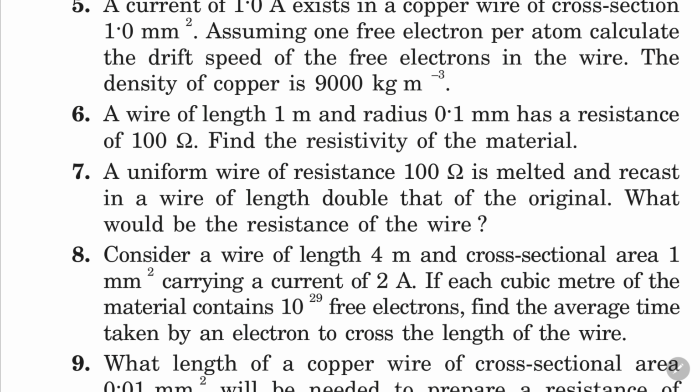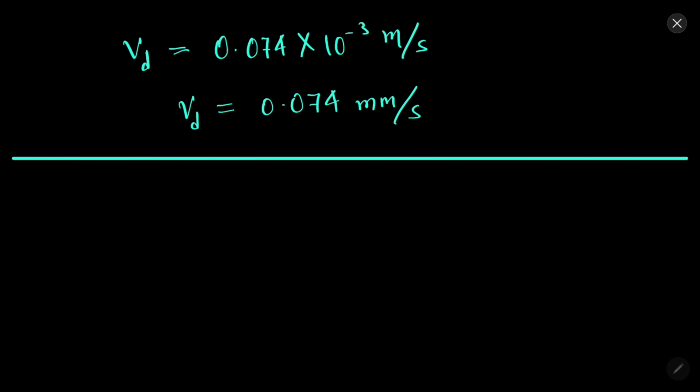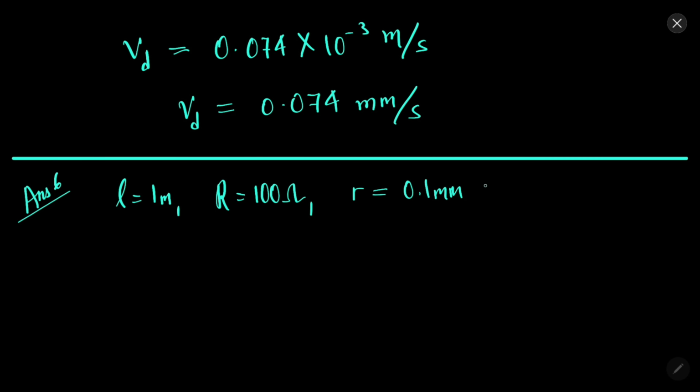In question 6, a wire of length 1 meter and radius 0.1 mm is given, resistance is 100 ohm. We need to find the resistivity. Sixth one: length 1 meter, resistance 100 ohm, radius 0.1 mm or 0.1 into 10 to the power minus 3 meters.